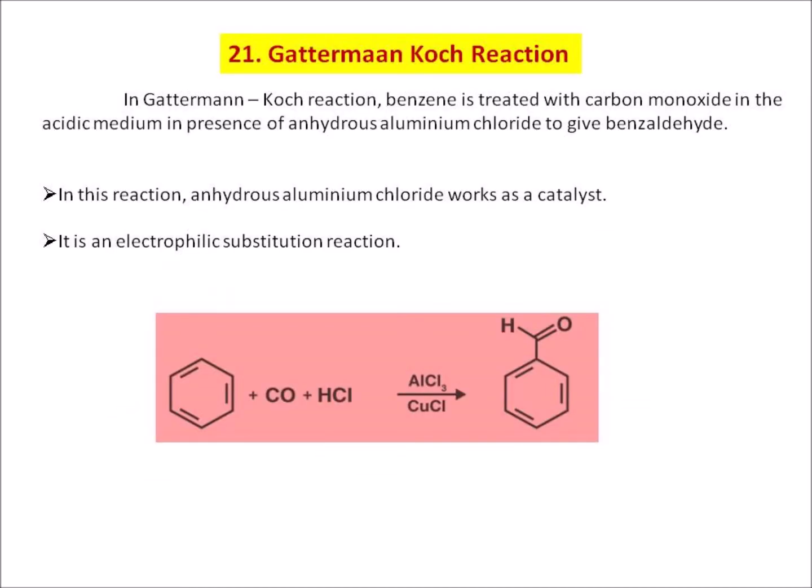Here the reaction is Gattermann-Koch reaction. In this reaction, benzene is treated with carbon monoxide in the acidic medium in presence of anhydrous aluminum chloride to give benzaldehyde. Here, the function of anhydrous aluminum chloride is to work as a catalyst. It is an electrophilic substitution reaction.